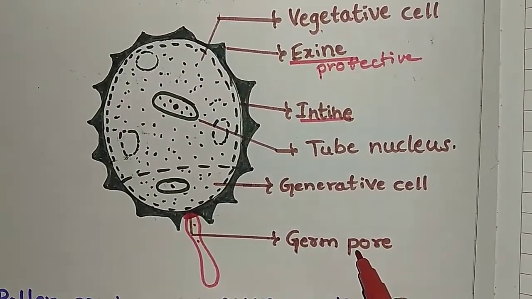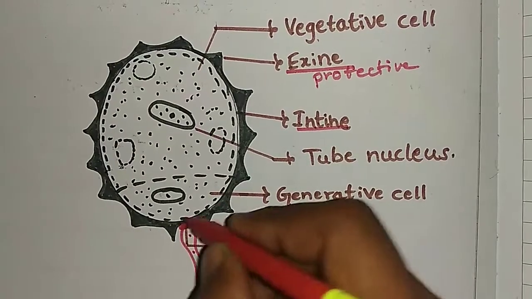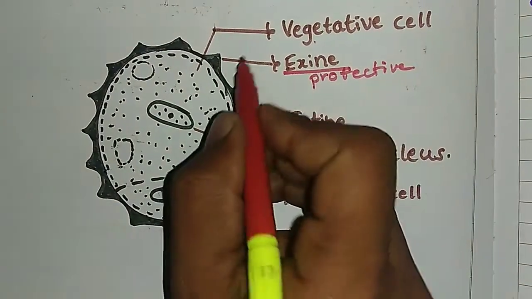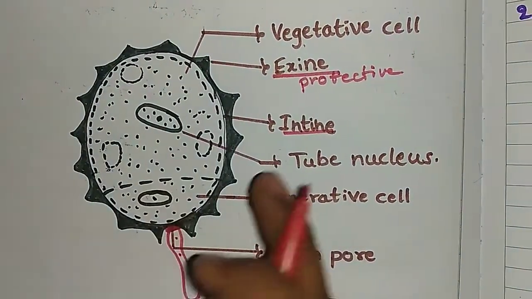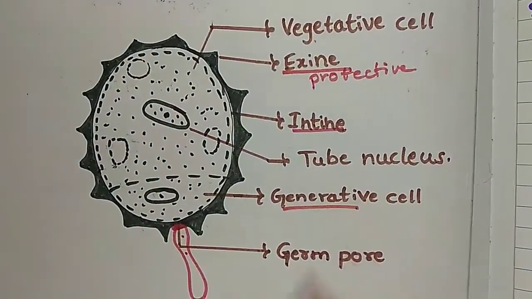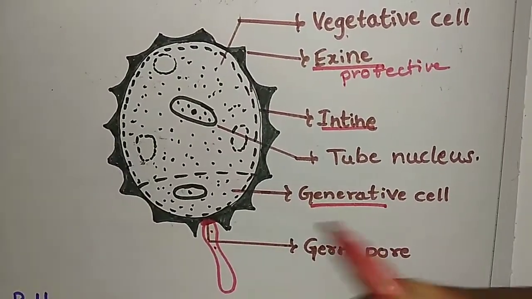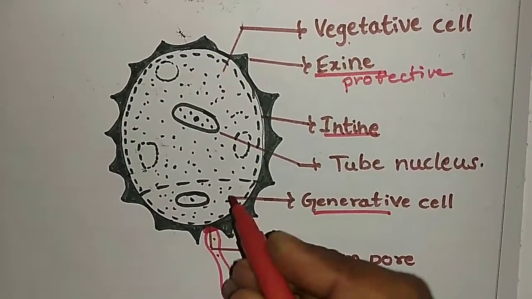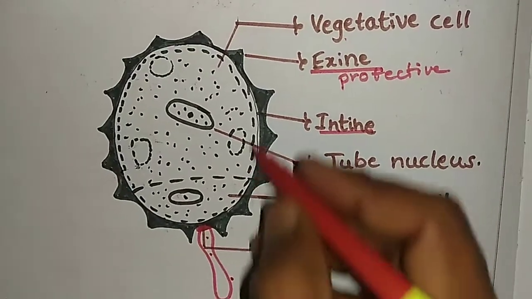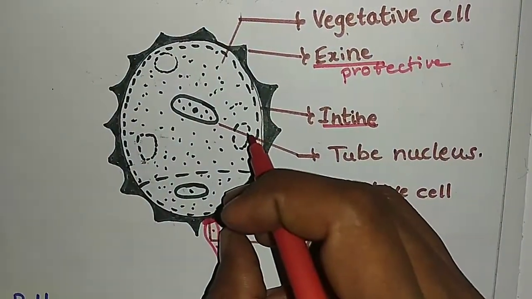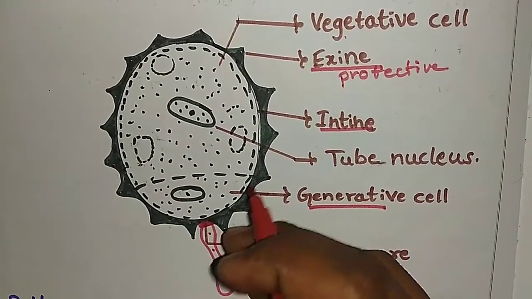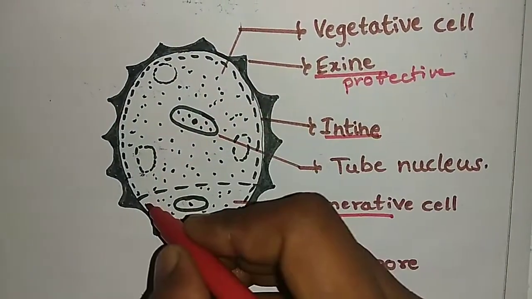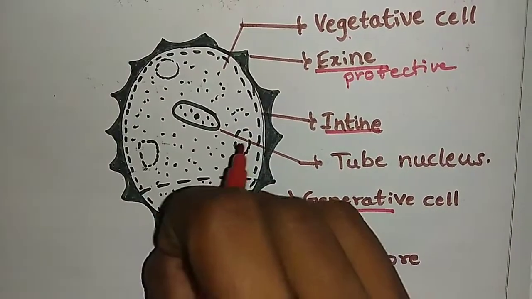And the last one, germ pore. Germ pore is the place where the pollen tube germinates. Totally, the pollen grain has two kinds of cells, the vegetative cell and the generative cell. It is very important. When the pollen tube starts germinating, the two nuclei of the generative cell move along with it, and the whole vegetative cell becomes the pollen tube. So when the pollen tube starts germinating, the whole pollen grain is vacant, nothing is present in it.